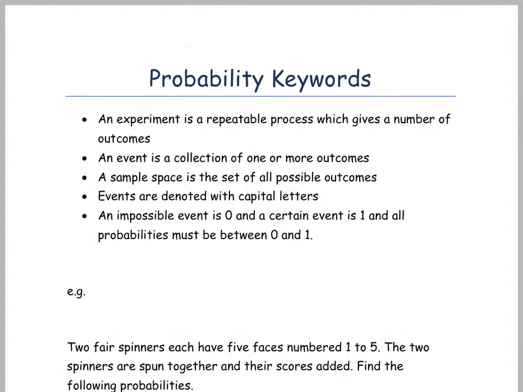A sample space is a set of all possible outcomes. So if we're drawing a sample space diagram, we're listing all the possible outcomes that could happen. So if we're looking at a simple one, a coin, we could get a head or a tail. If we flip it twice, well, we could have 2 heads, we could get 2 tails, we could get a head the first time, a tail the second time, or we could get a tail the first time and a head the second time. So that's all the possible outcomes. Events are always denoted with capital letters.